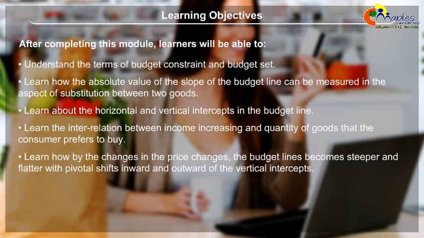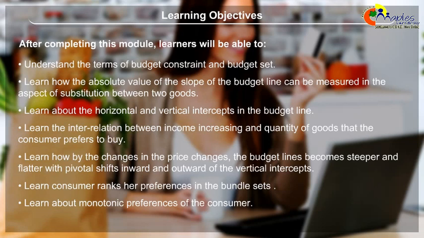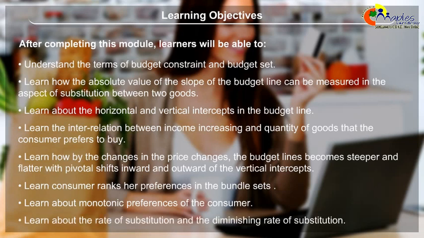Learn how, as prices change, the budget lines become steeper and flatter, with pivotal shifts inward and outward of the vertical intercepts. Learn how a consumer ranks her preferences in bundle sets. Learn about monotonic preferences of the consumer. Learn about the rate of substitution and the diminishing rate of substitution.